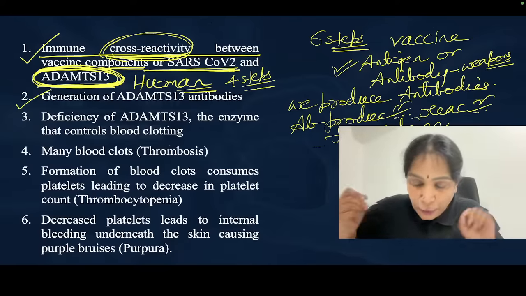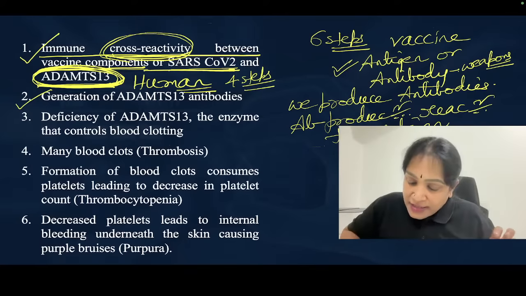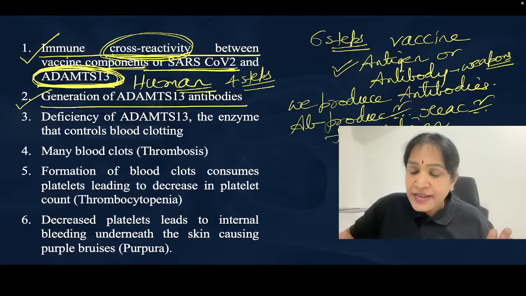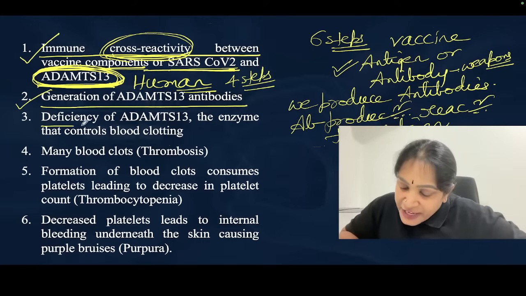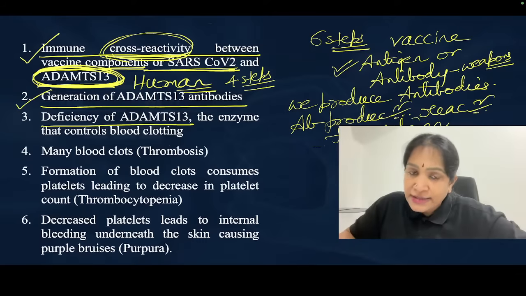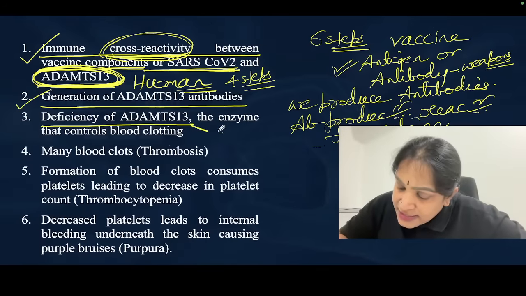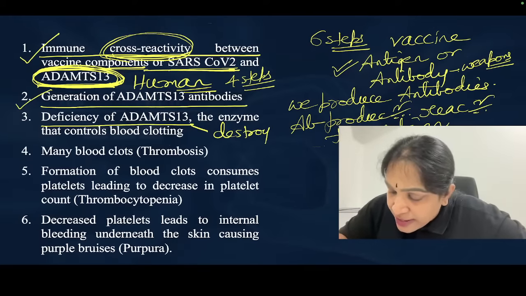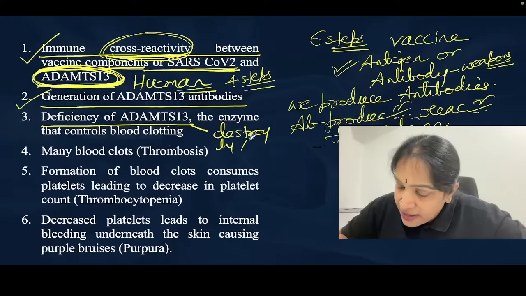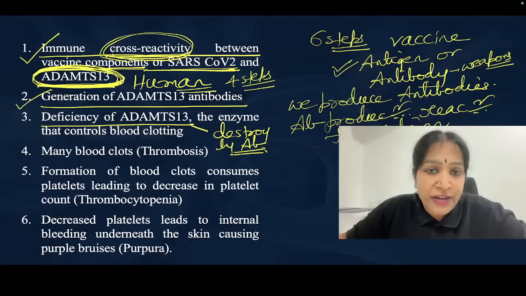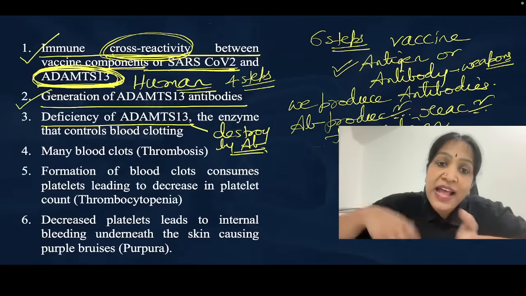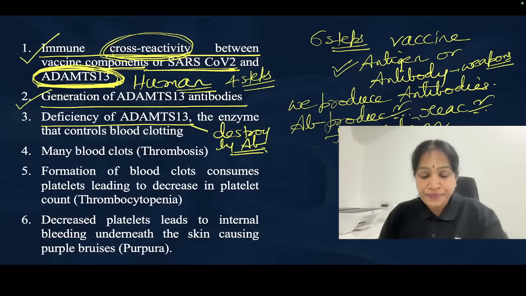Right. Step 2: generation of ADAMTS13 antibodies. This leads to deficiency of ADAMTS13. Why? Because it is destroyed by the antibodies. Is that clear? Real infection means real infection only when you get COVID-19, not the vaccine. When you are getting the virus naturally, not by vaccination. Is that clear?